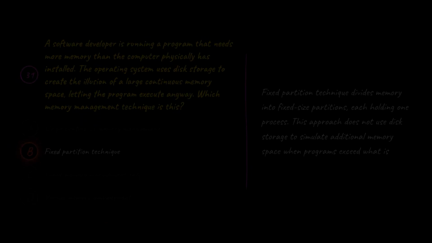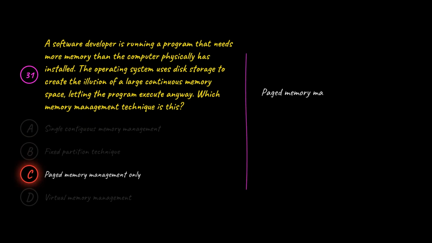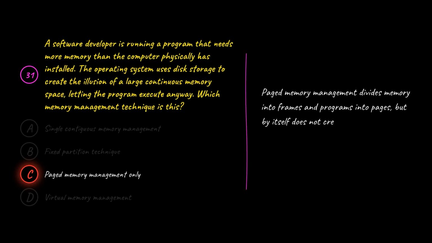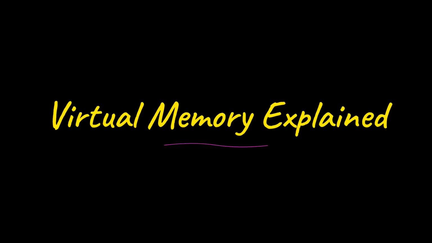the machine. C is wrong because paged memory management divides memory into frames and programs into pages, but by itself does not create the illusion of extra memory via disk. Virtual memory builds on paging to add disk-based extension. Virtual memory is a technique that gives programs the illusion of having more memory than the machine physically contains. The operating system achieves this by using disk space to extend physical memory, so even an oversized program can run.